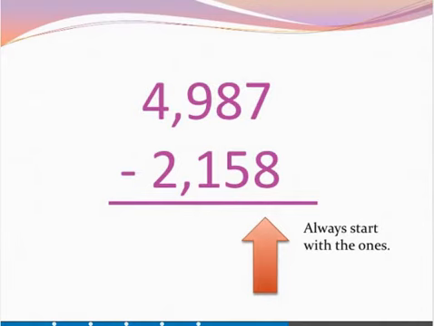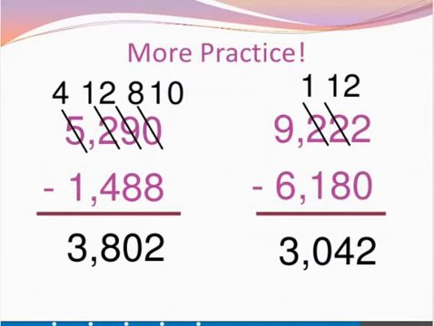Now let's go to a solved example to understand subtraction easily. Let's start with the number to the right: 9,222 minus 6,180. We will start with the ones. 2 minus 0 equals 2. Now 2 minus 8 cannot be done because 8 is more than 2. So what we have to do, 2 will go to the 2 next to it and borrow 1 ten, and it will add it to itself, so it will be 12.